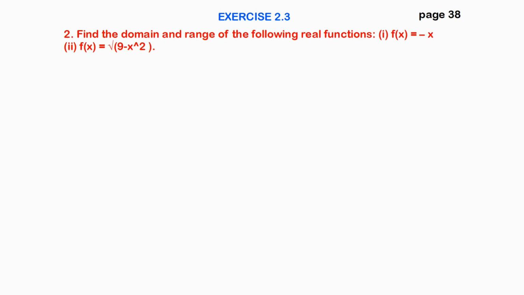Second problem: find the domain and range of the following real functions. In that, the first function is f of x equal to minus mod x. So x can take any value inside the mod, then the output is positive but the negative sign is outside. So always the f of x value will be a negative value.